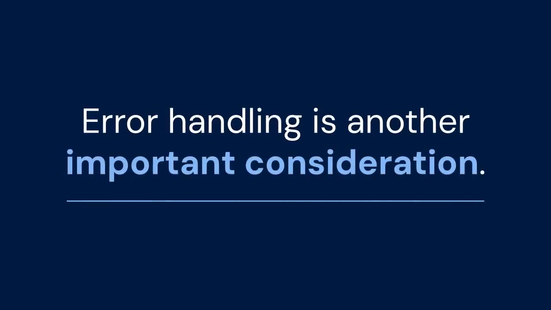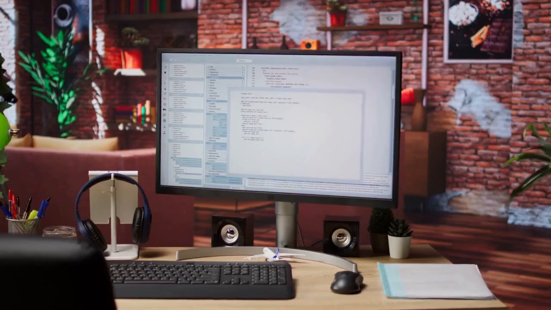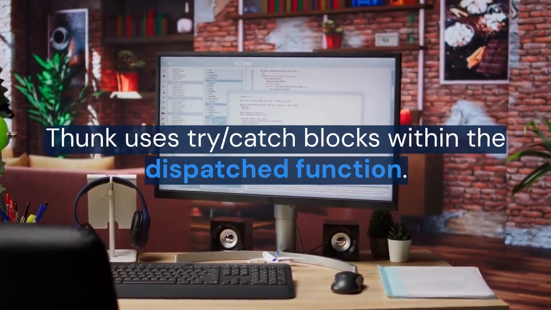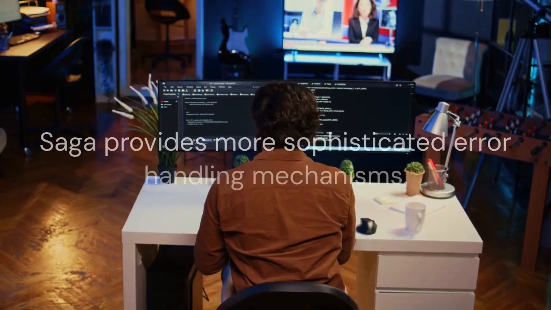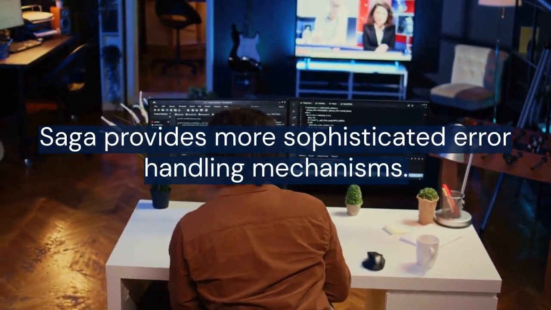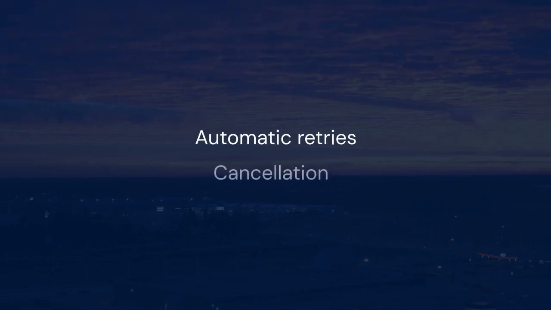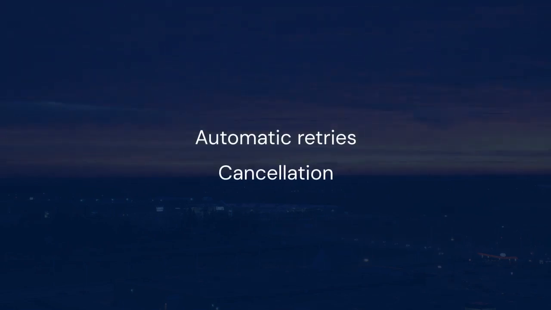Error handling is another important consideration. Thunk uses try/catch blocks within the dispatched function. Saga provides more sophisticated error handling mechanisms. These include automatic retries and cancellation.